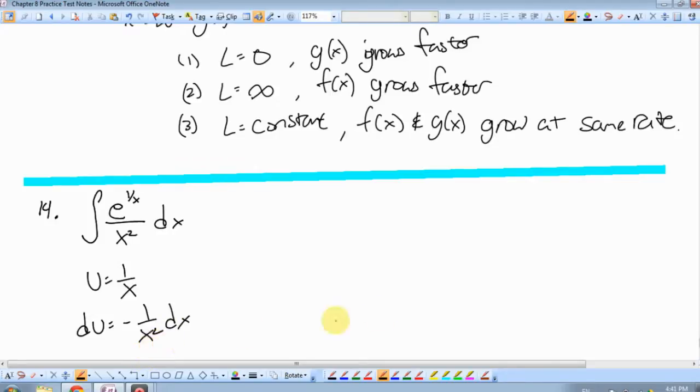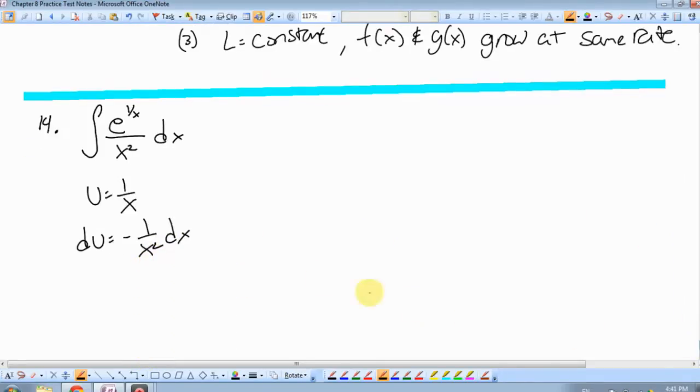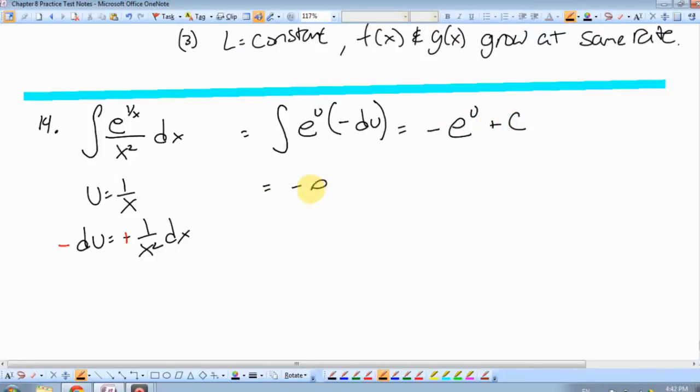Why is U 1 over x, not 1 over x squared? Because typically if we use a U-substitution with an exponential function, U is the exponent. So this becomes the integral of e to the u times negative du, which is equal to negative e to the u plus a constant, which equals negative e to the 1 over x plus a constant.